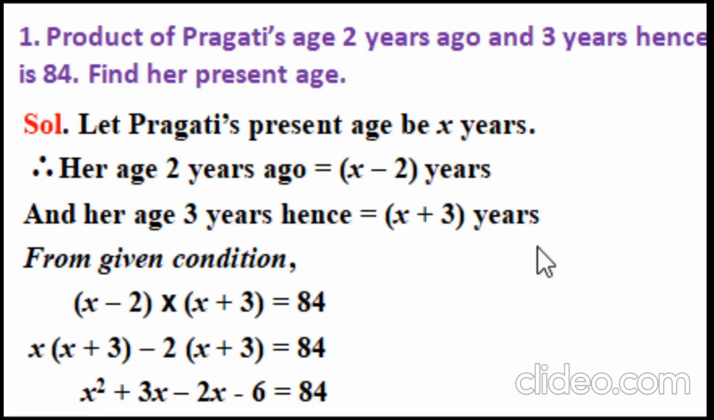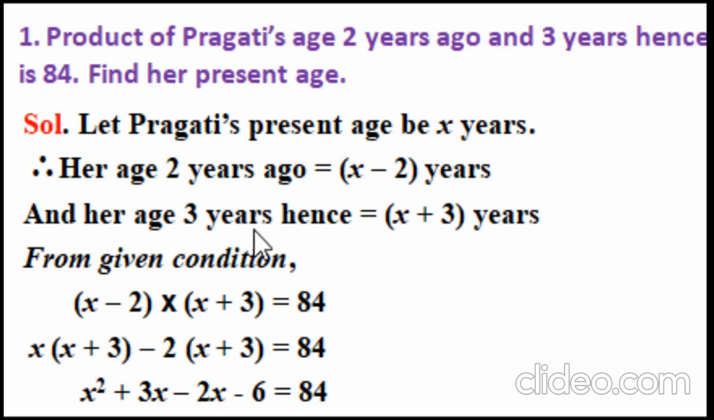The product of Pragati's age 2 years ago and 3 years hence is 84, and we have to find her present age. Now, let Pragati's present age be x years. Therefore, her age 2 years ago will be x minus 2 years, and her age 3 years hence will be x plus 3 years.